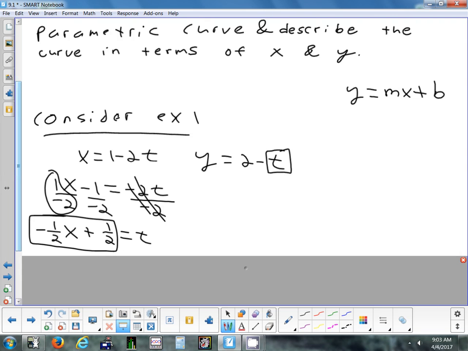Okay, so there's a formula for t. We're going to take that, fill it in right there, and then we'll have some like terms, and then we'll have our answer. So y equals 2.